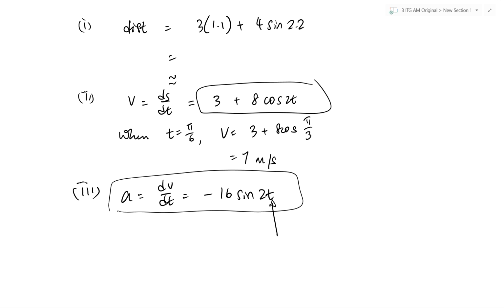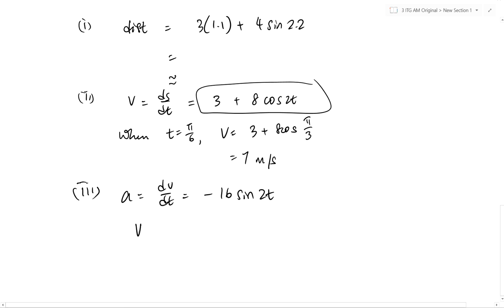I want the acceleration when it is not moving, meaning I need to substitute in a certain value of time when it is not moving. And what does it mean by it is at rest? Velocity equals 0. So we are supposed to find out what happens when v equals to 0. Then we get cosine 2t is negative 3 over 8. Okay? Cosine 2t is negative 3 over 8.